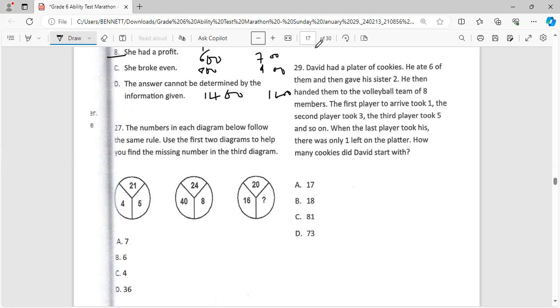Okay, sir. So the number at the top is 21, and the first digit, which is 1, plus 4 gives you 5.